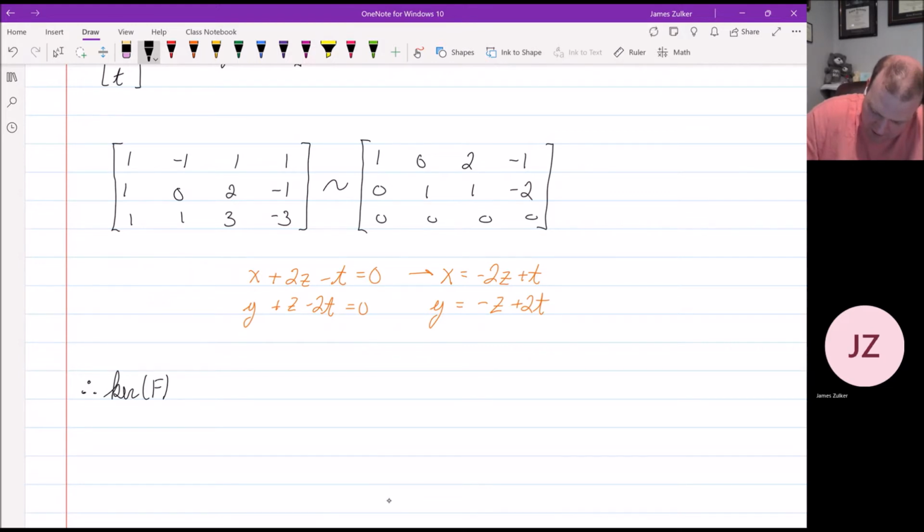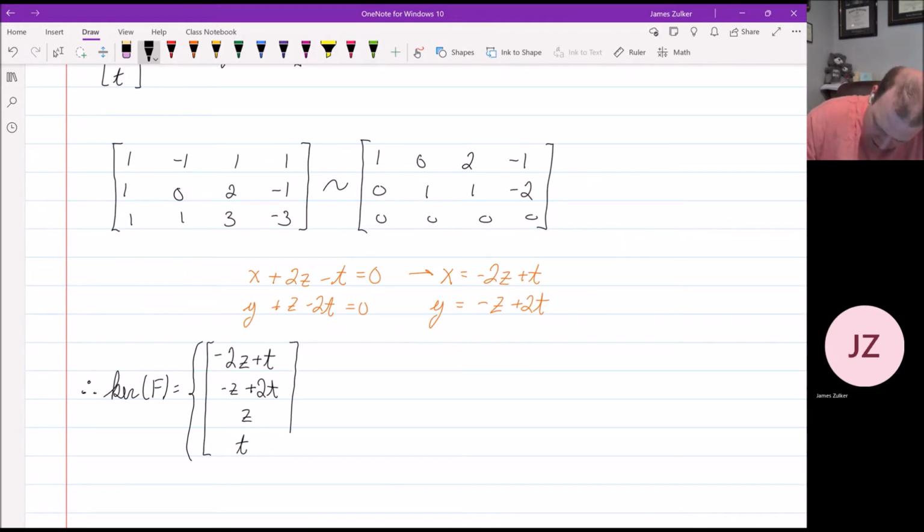So the kernel of f is the set of 3 vectors. I'm sorry, the set of 4 vectors. Let's say negative 2z plus t. I'm going to leave those variables alone. Negative z plus 2t, z, t, such that z and t are any arbitrary real numbers.